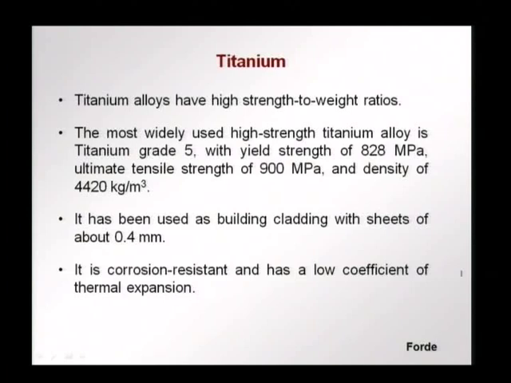Titanium alloys have very high strength to weight ratios, and one of the titanium alloys that have very high strength is titanium grade 5. It has a yield strength of 828 megapascals, ultimate tensile strength of 900 megapascals, and a density of 4420 kilogram per meter cube.